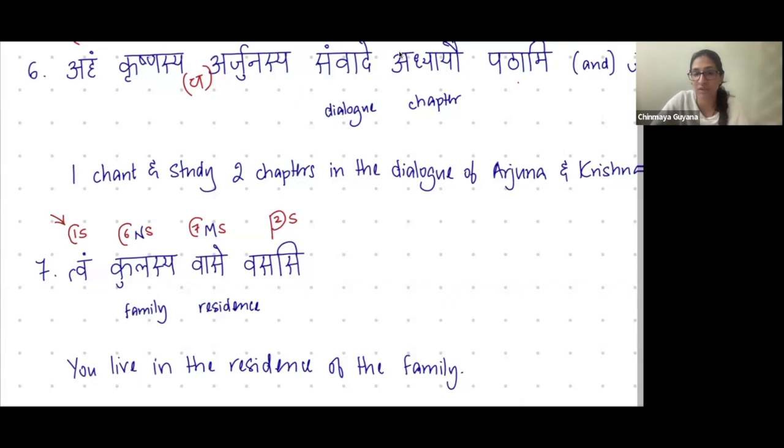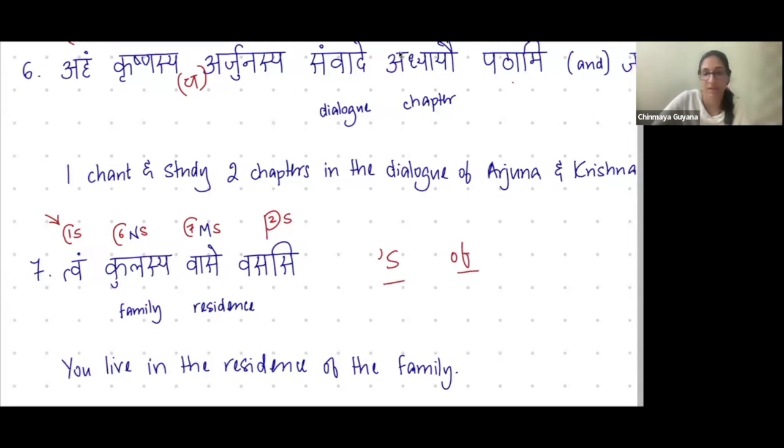If you wrote family residence, then you were not looking at the cases properly. It should be family's residence or residence of the family. The apostrophe S or of has to come in the sentence. You can argue that it means the same thing, but we're not trying to argue sentences. We're trying to use our conjugations and declensions to derive the meanings.